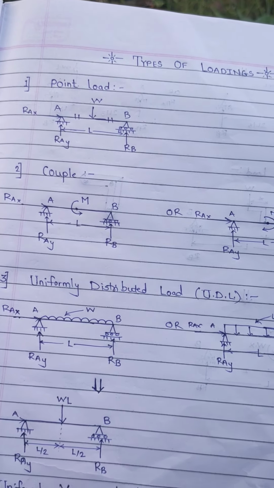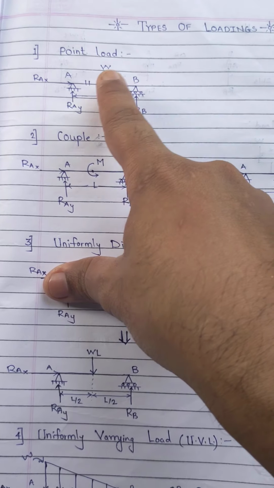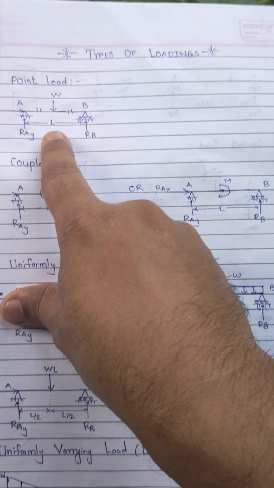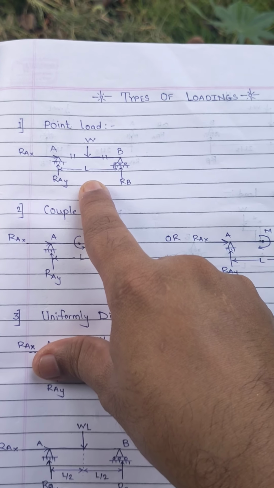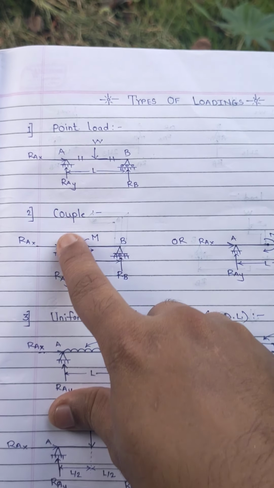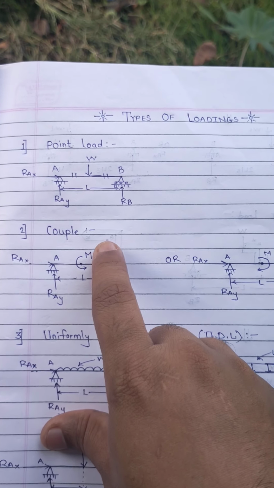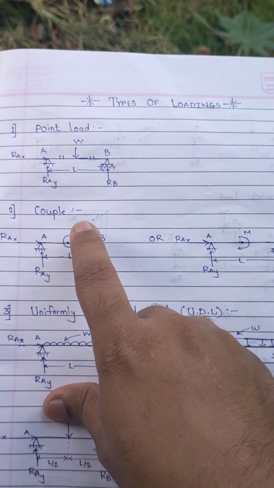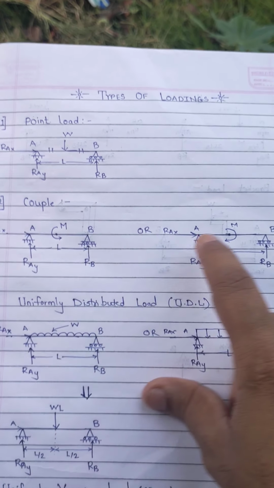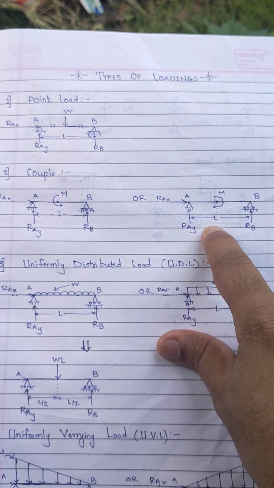So first you can remember the point load. A point load will mostly be a downward load. You can take it upward as well if you have that in your particular beam. There may be a couple. Couple means it is a moment. So what is the moment? It is the force into the perpendicular distance. So a moment may be anti-clockwise or it may be a clockwise moment.